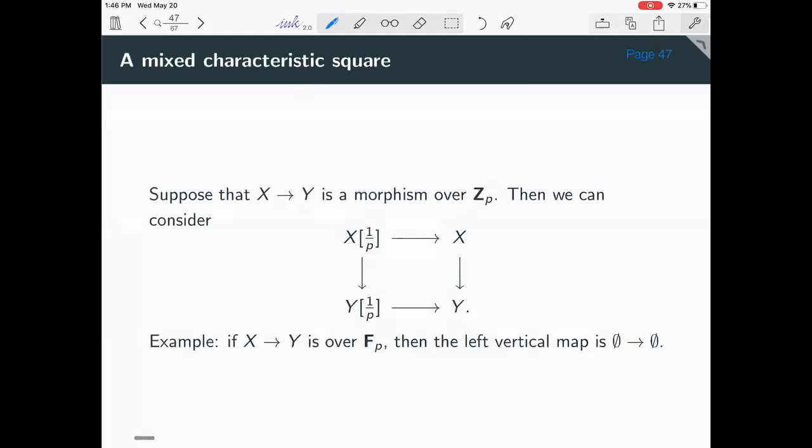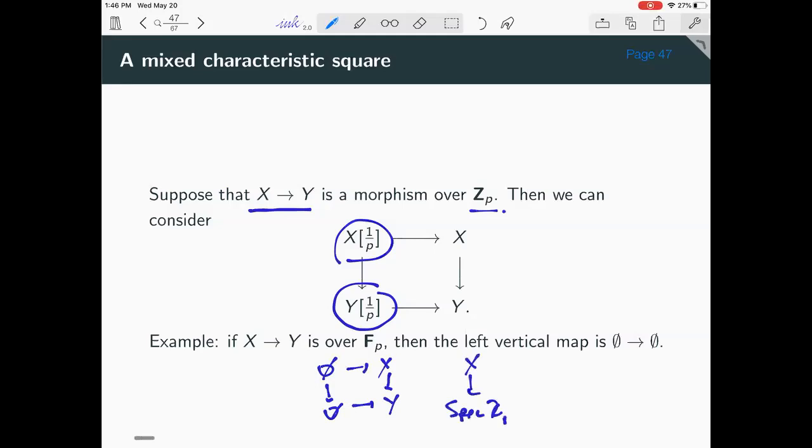To phrase the statement, here's what you can do. Suppose you have a morphism over Z_p, so we work one prime at a time. We can look at the locus where p is invertible, so you take X[1/p] and Y[1/p]. An example is that you just get a stupid square that looks like this: empty, empty, X to Y, whenever X is over Z_p but concentrated in the special fiber F_p. So suppose X is purely characteristic p, then you just get X to Y. But if it is over Z_p, of mixed characteristic, you have some characteristic zero part, and you put it there. So you look at this square, which is just some square. It's not some cover that you thought about before.